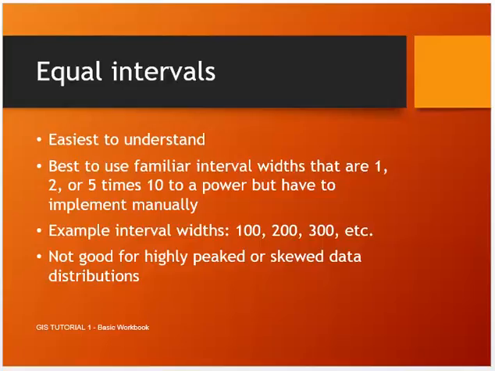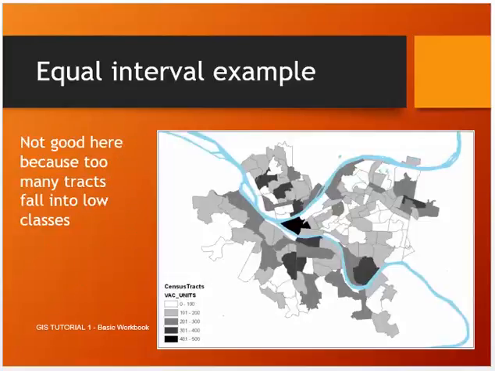Equal intervals. This is where you set the interval: 100, 200, 300. If you have data that's really spread out in distribution, then this might not work as well, because you might end up with classes that have few or no records in each class. Here we have the same data, the vacant units, with equal interval, and we're not getting a lot of differentiation at the low end of the scale.